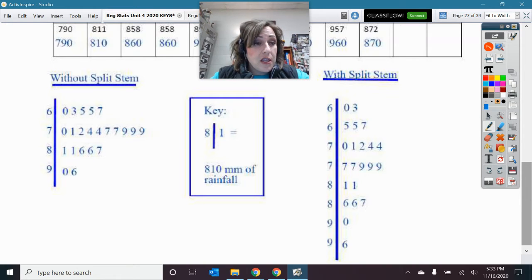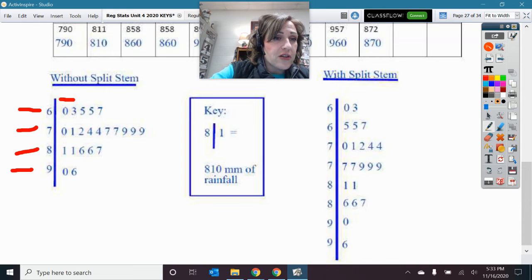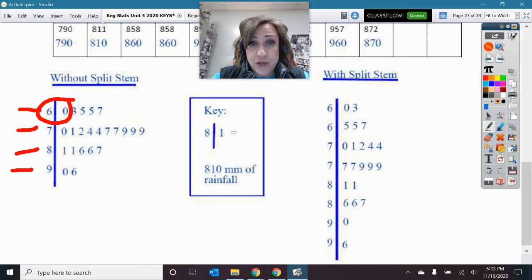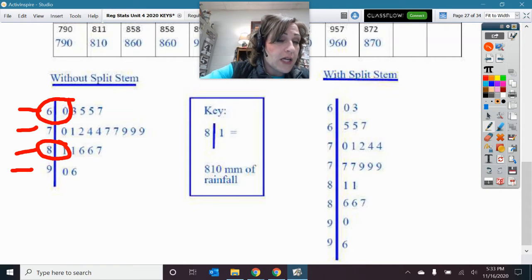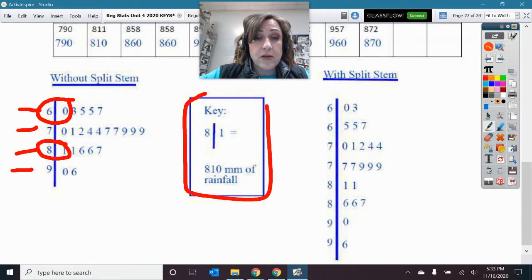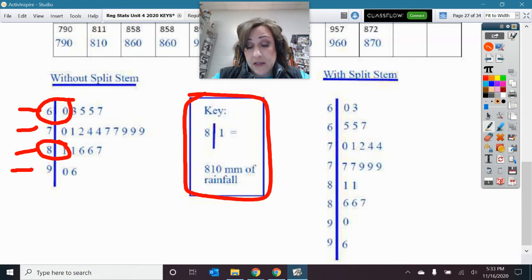So here we have the stems being 6, 7, 8, 9. So this is kind of interesting. Look here, 60 would represent 600 that we rounded to. 81 represents 810. See this key here? So that was interesting because we rounded to the tens place.